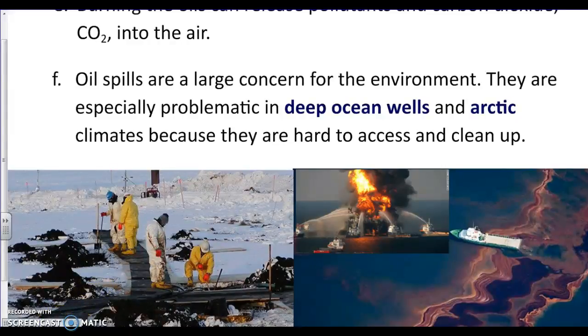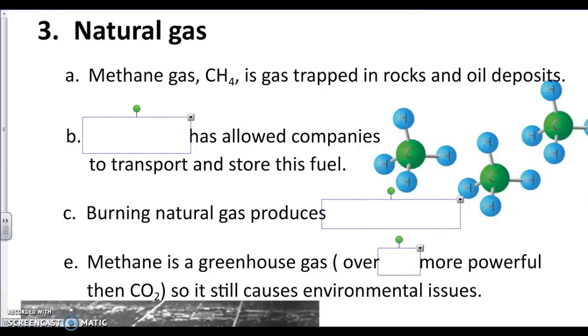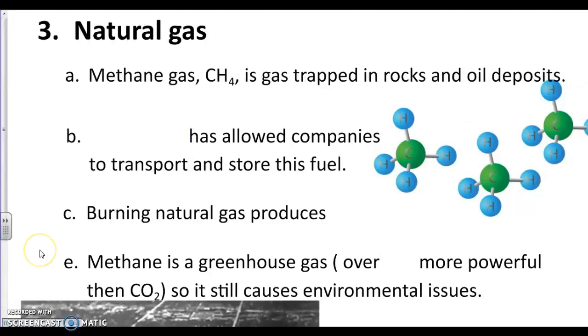And we're going to go ahead and move on to natural gas, the last part of our section 3. Okay, so natural gas, what is it? Well, when we say natural gas, we really mean methane gas, CH4. So we have one carbon atom and 4 hydrogen atoms around it.